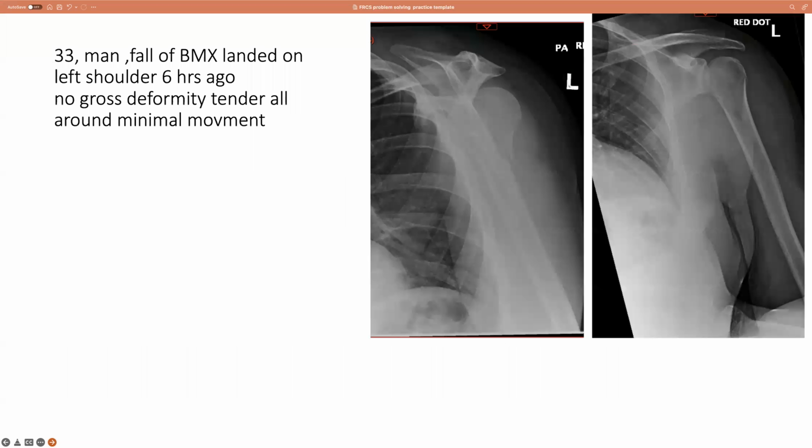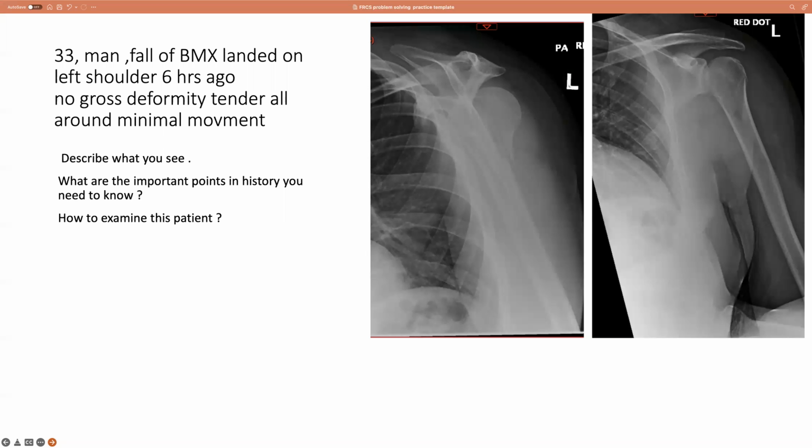Case 1. A 33 years old man, fell off a motorbike, landed on his left shoulder 6 hours ago. No gross deformity. He's tender all around with minimal movement. Describe what you see. What are the important points in history you need to know? How to examine this patient?